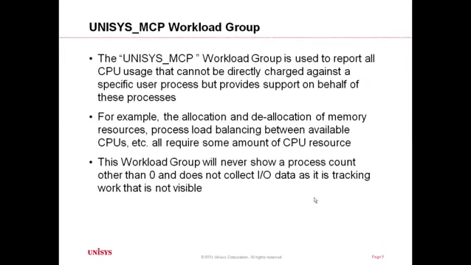The Unisys MCP workload group is used to report all CPU usage that cannot be directly charged against a specific user's process, but provides support on behalf of these processes. For example, the allocation and deallocation of memory resources, process load balancing between available CPUs, etc., all require some amount of CPU resource. This workload group will never show a process count other than 0 and does not collect I/O data, as it is tracking work that is not visible.